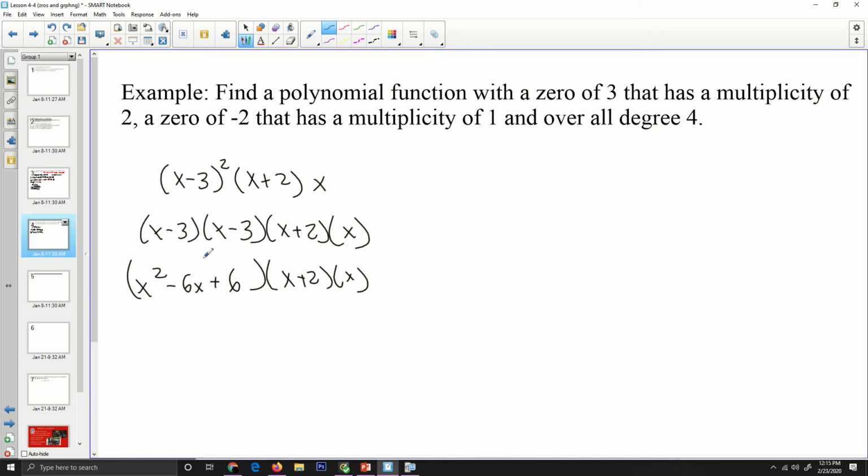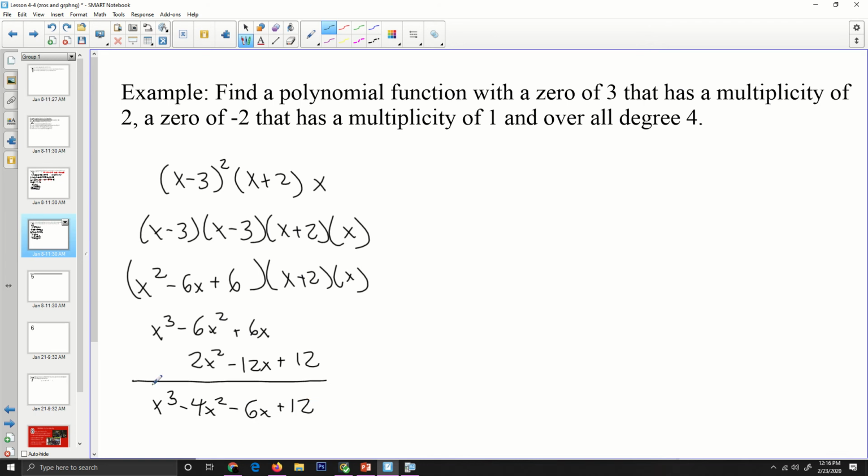So now I'm going to multiply this term by that term. So I'm going to stack again. So x squared times x is x to the third. Negative 6x times x is negative 6x squared. And then 9 times x is 9x. X squared times 2 is 2x squared. Negative 6x times 2 is negative 12x. And then 9 times 2 is 18. And so when I add that up, I'm going to get x to the third minus 4x squared minus 3x plus 18. And so that's me multiplying this expression and this expression.